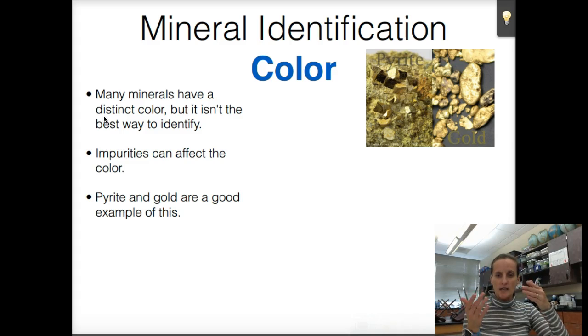Now you want to know what it is. What do I got? I know it's a mineral, but there are many, many minerals. Which one do I have? And there are very specific ways to identify them.